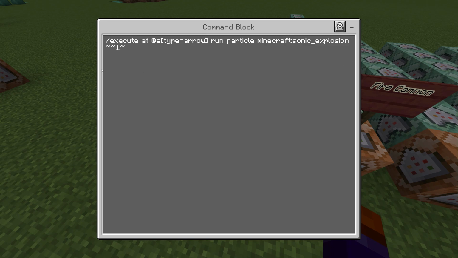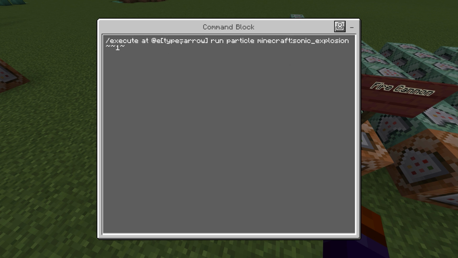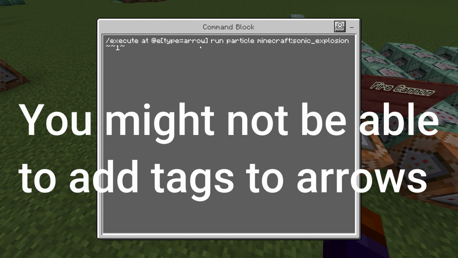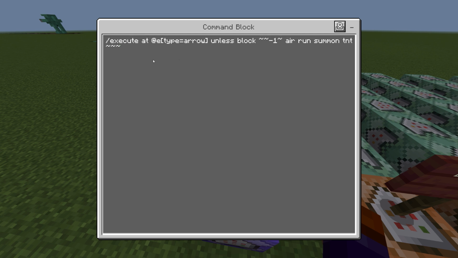So this command right here just basically runs the particle sonic explosion at type equals arrow. So any arrow will have the sonic effect. So if you want to have a different one, you would have to specify, like, if it was near a player, you add a tag to it or something if you want to have different particles for each opposing player. And then this is the command that summons TNT.